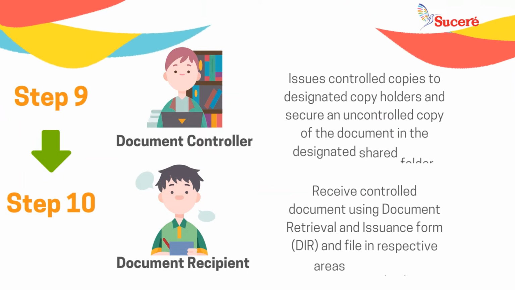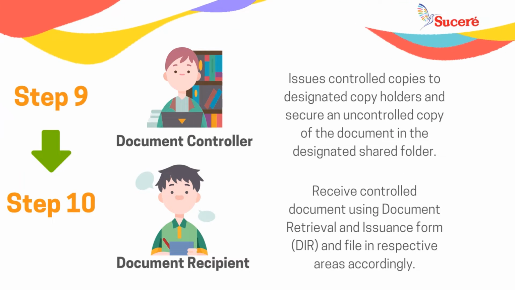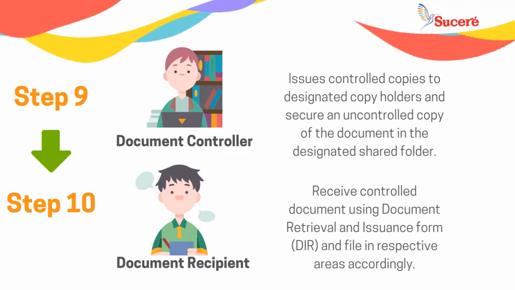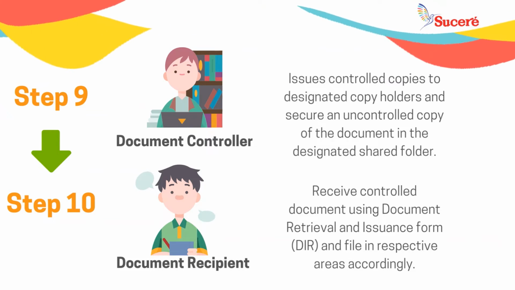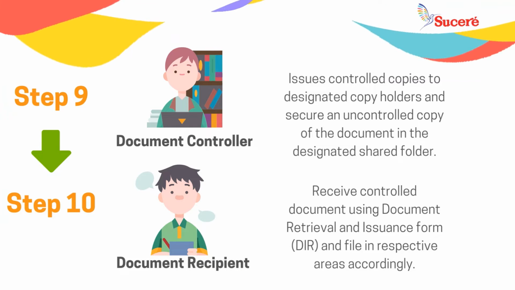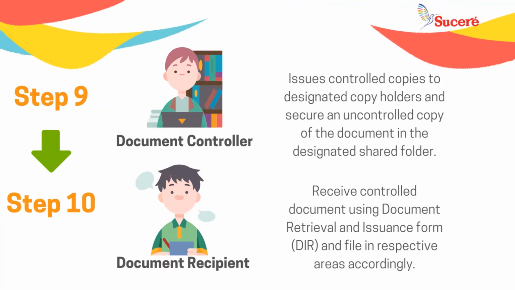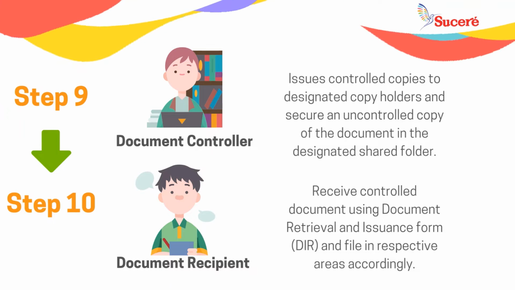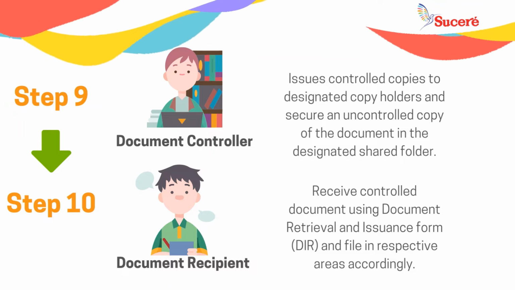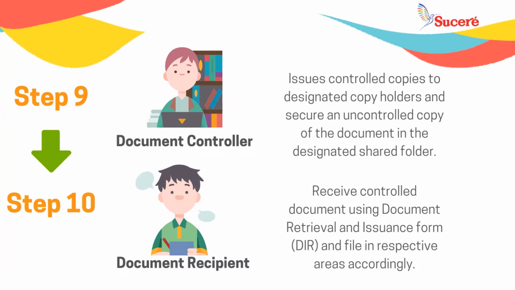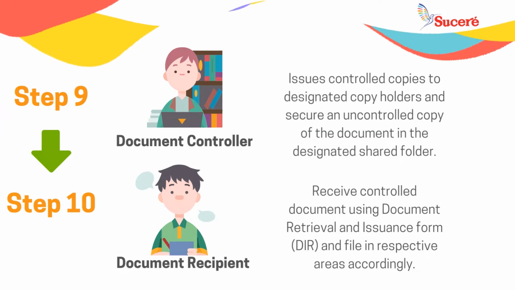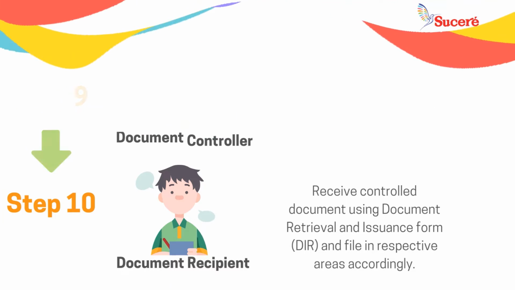And then the next step, step 9, the document controller issues controlled copies to designated copy holders and secures an uncontrolled copy of the document in the designated shared folder. Step 10, the document recipient shall receive the controlled document using the document retrieval and issuance form, or the DIR, and file in respective areas accordingly.